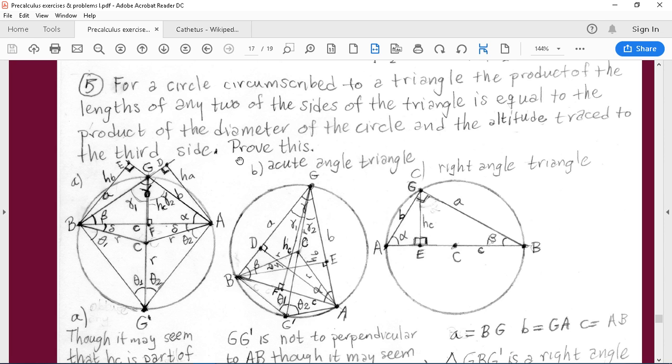Okay, now what happens if we have the acute angle triangle? That we will solve in the next video.